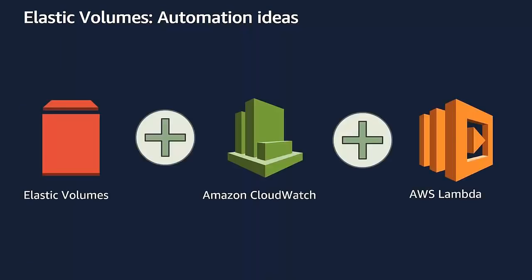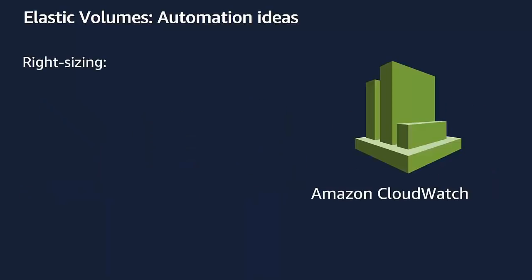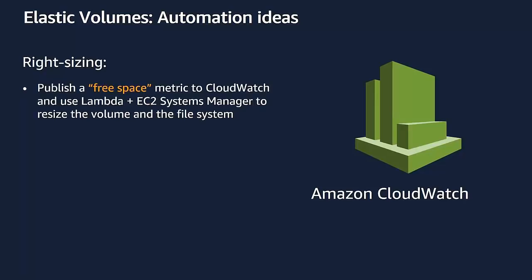The AWS ecosystem provides a wide array of tools for building automated solutions. Let's talk about how you can use Elastic Volumes, Amazon CloudWatch, and AWS Lambda to do some cool things. Specifically, thinking about right-sizing, you can publish a metric to CloudWatch to track how much free space is left on your file system. When you approach an upper limit, you can use a Lambda script along with EC2 Systems Manager to increase the volume size and extend the file system to use a new capacity.